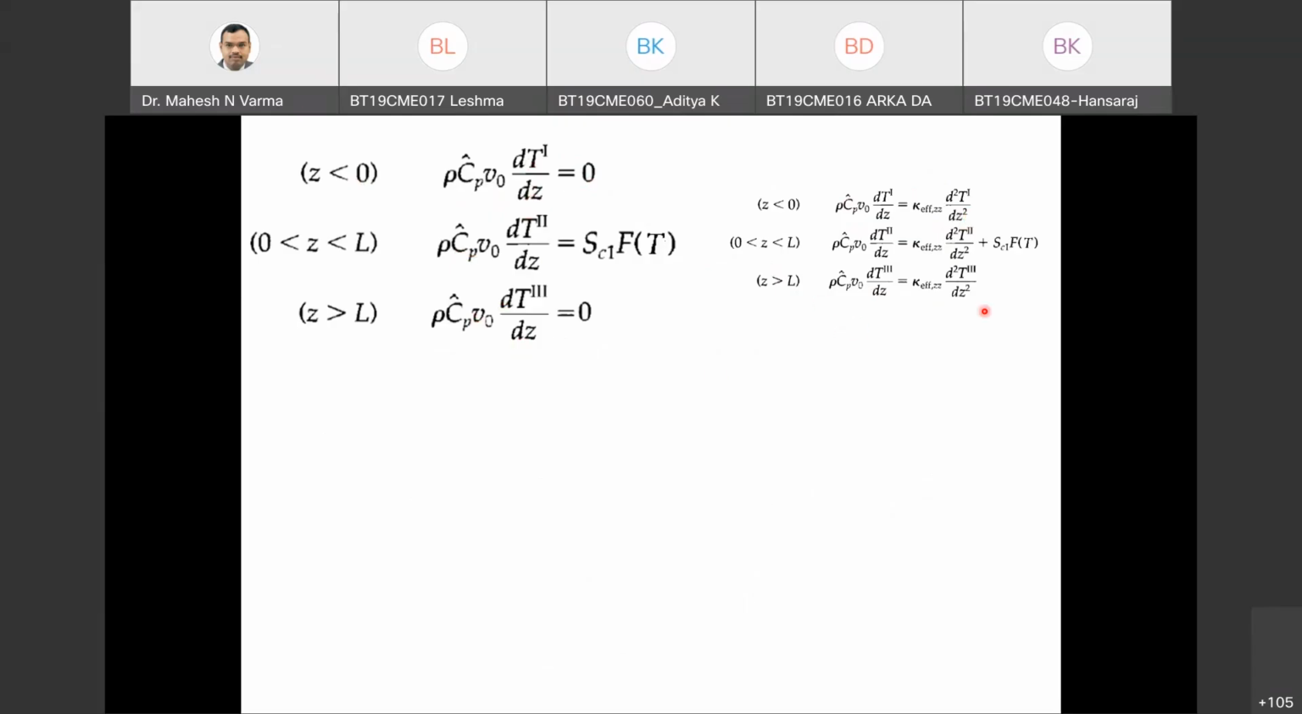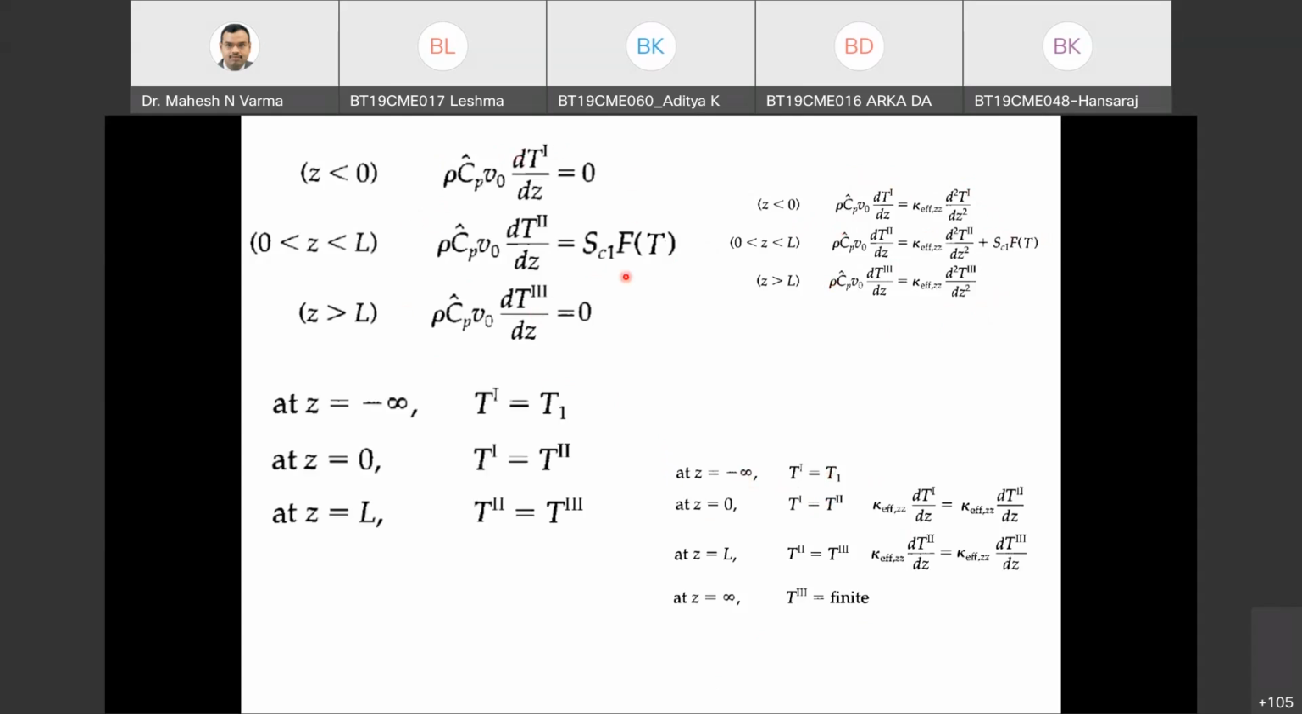So as soon as I assume that conduction is negligible as compared to convection, this equation changes to a very simple differential equation. What are these 3 boundary conditions? Instead of the 6 boundary conditions, the problem was a second order differential equation with 6 boundary conditions. Now this needs only 3. At z equals minus infinity, temperature is T1, and there is a continuity of temperature at z equals 0.